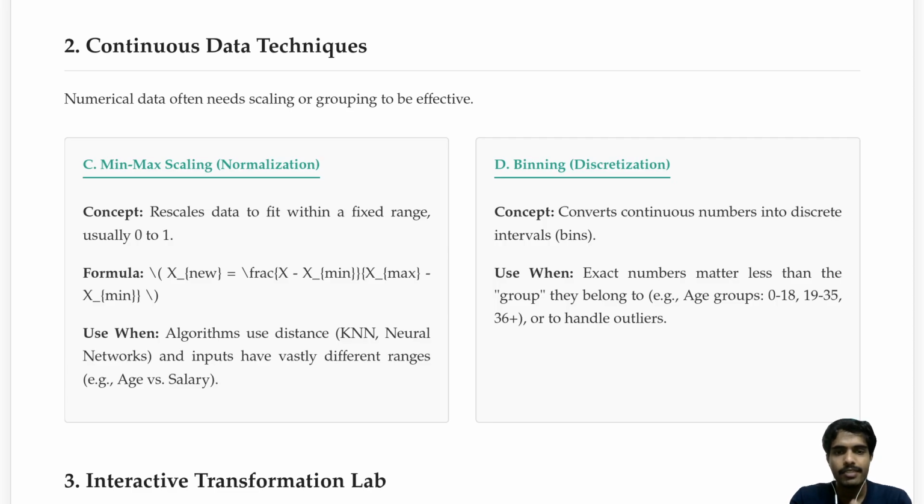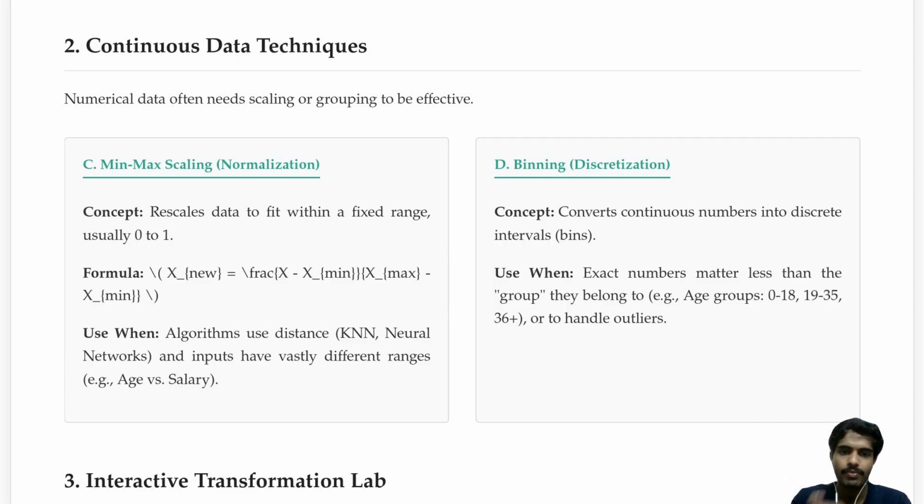The fourth technique is binning. Sometimes exact numbers are noise. You don't care if someone is 18 or 19. You just care that they are teenagers. So binning converts continuous data into buckets or groups. All the teenagers come in one bucket, then adults, then the people who are above 50, and so on.